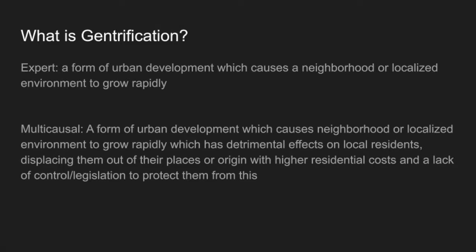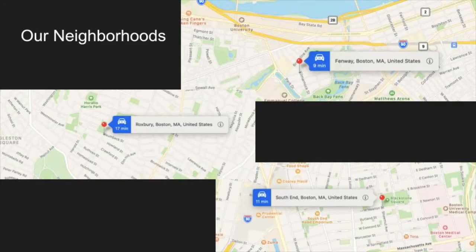The expert definition of gentrification shows it as a form of urban development which causes a neighborhood or localized environment to grow rapidly. The multi-causal definition shows gentrification as a form of urban development which causes neighborhood or localized environments to grow rapidly, which has detrimental effects on local residents, displaces them out of their places of origin, with higher residential costs and a lack of control and legislation to protect them from this.